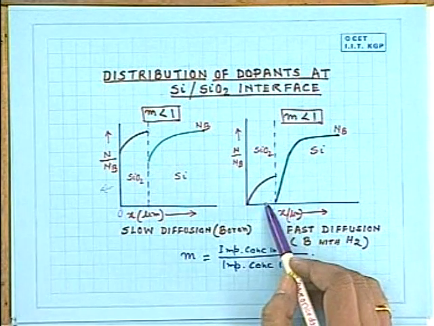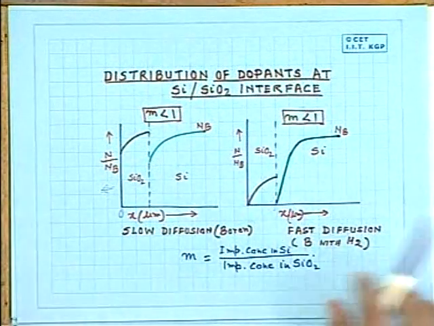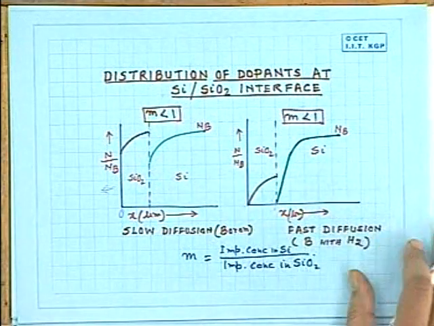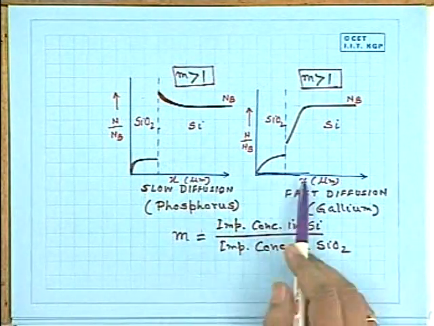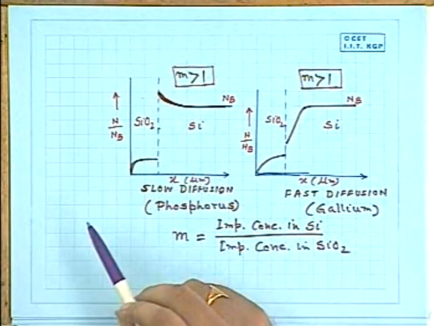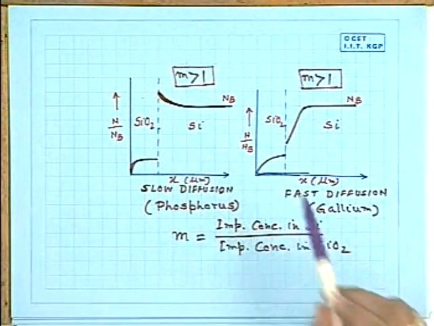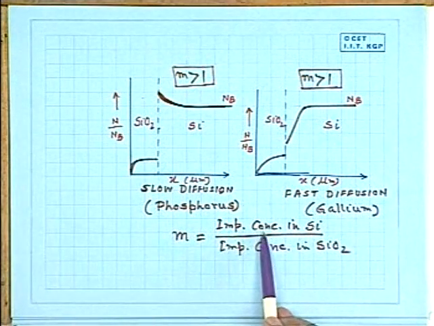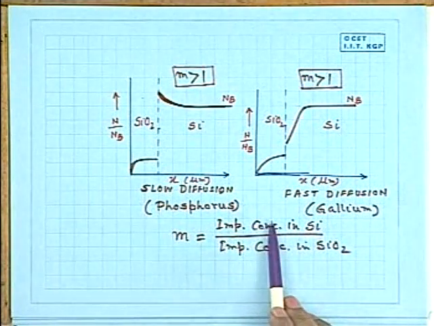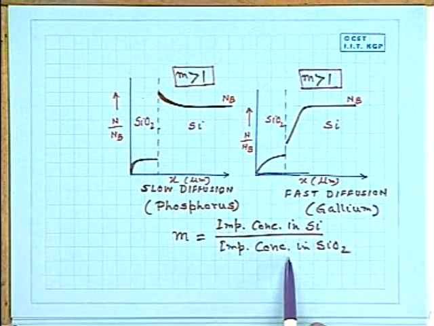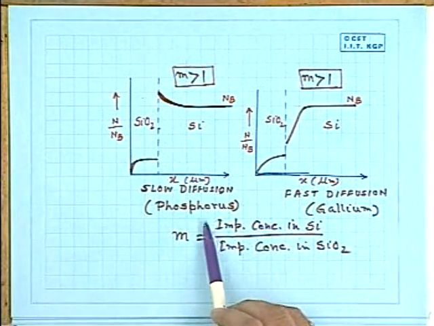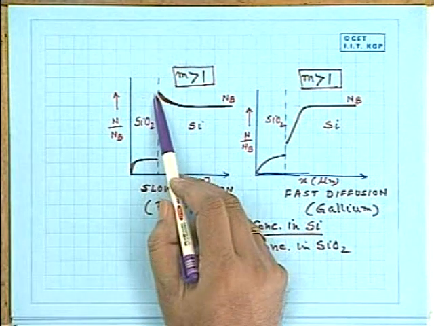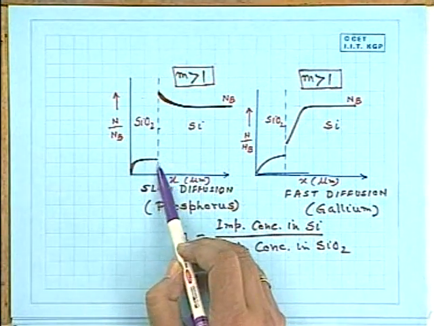Okay. Now, this is one case for m less than 1. But when m is greater than 1, then the case is different. These two curves show when m is greater than 1. So when m is greater than 1, impurity concentration in silicon will be more compared to impurity concentration in silicon dioxide, which is less.